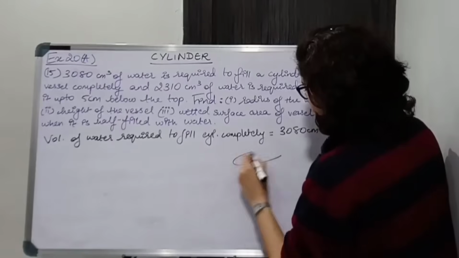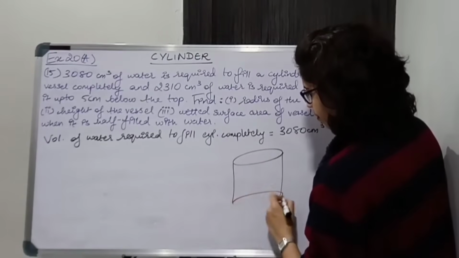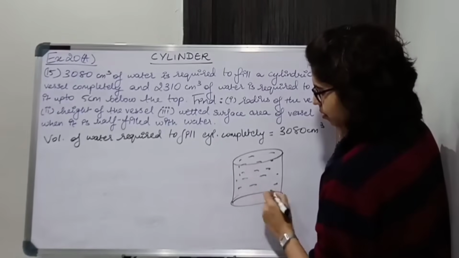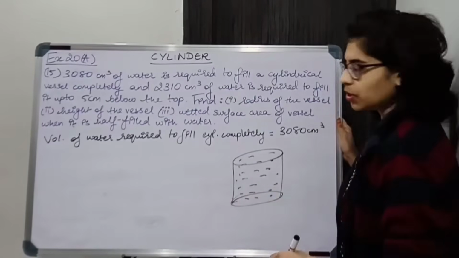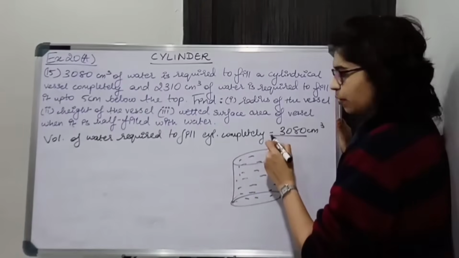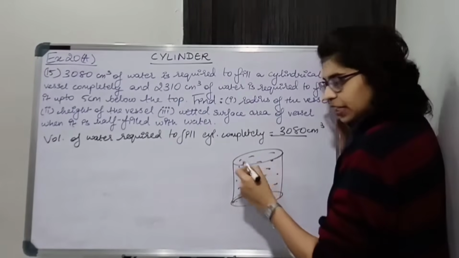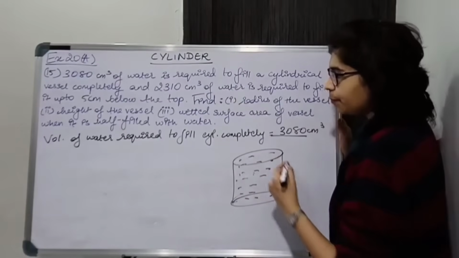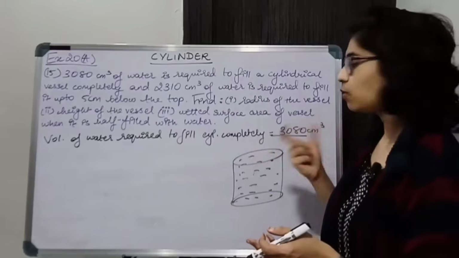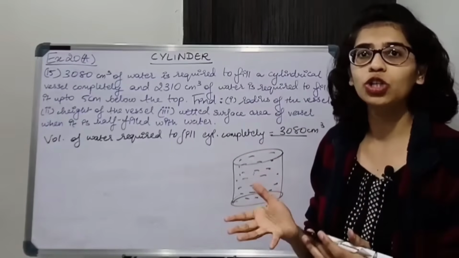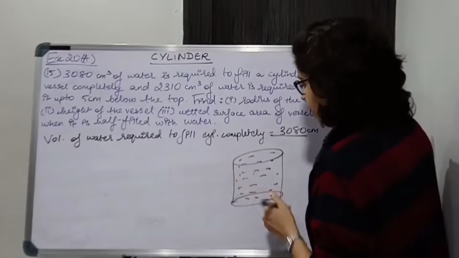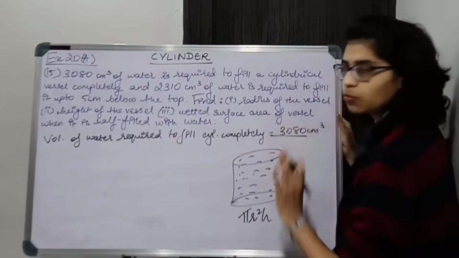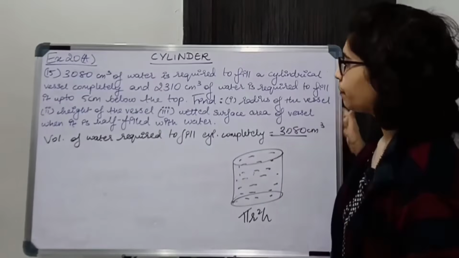All right, there is a cylinder, and it is completely filled with water. So the volume given is 3080. So obviously if it is filling it completely, that is the volume of the vessel as well, that is the volume of the cylinder. So I can say volume of the cylinder is 3080 centimeter cube. Now what is the volume of the cylinder? Volume of cylinder is pi r square h. So pi r square h is equal to 3080 centimeter cube.